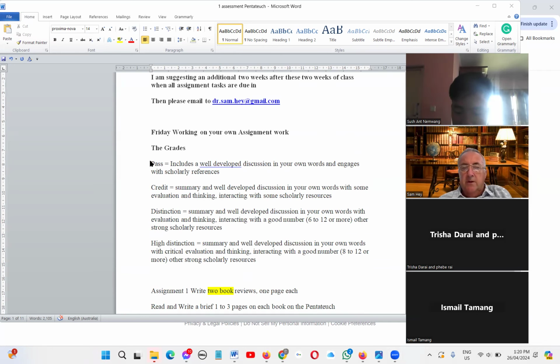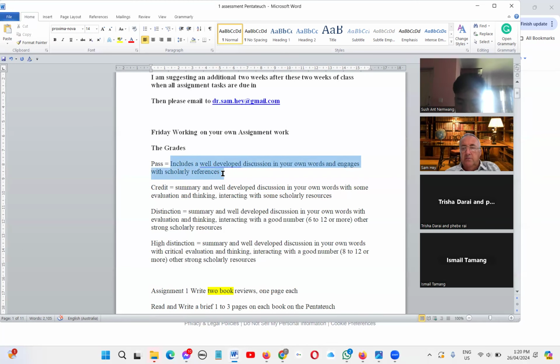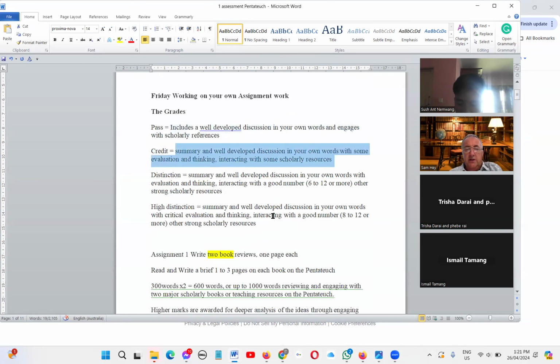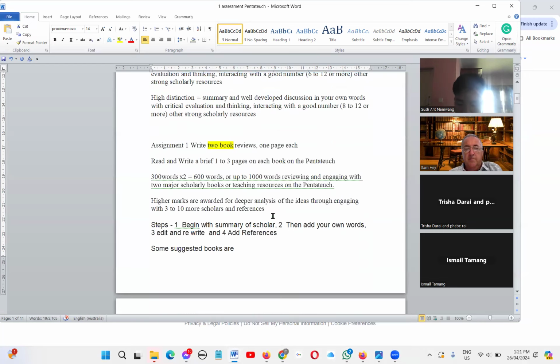For the grades, if you complete the assignments and do reasonably well and include some scholarly references, you'll get a pass. If you work more deeply and further on the questions and include more scholarly references, then you'll get a higher grade, such as a credit or a distinction or a high distinction if you do very well.